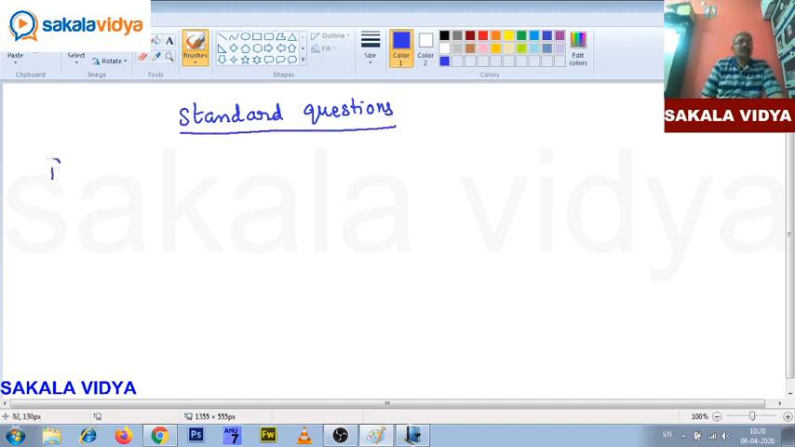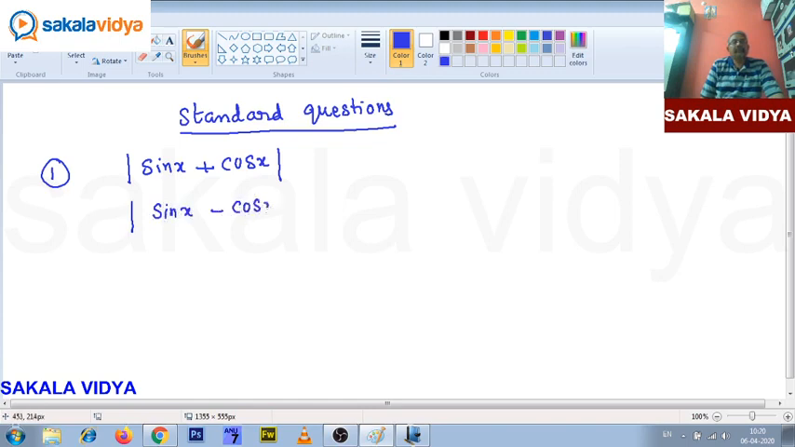So the first one is: mod of sin x plus cos x, and mod of sin x minus cos x. What is their period? These two have period pi.